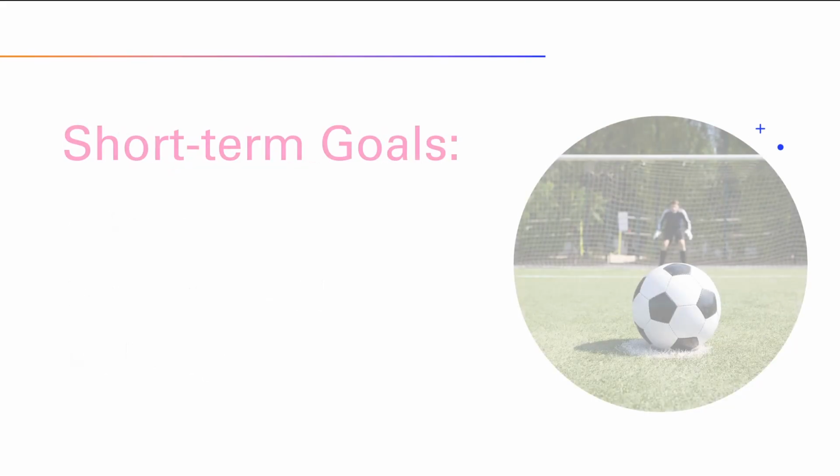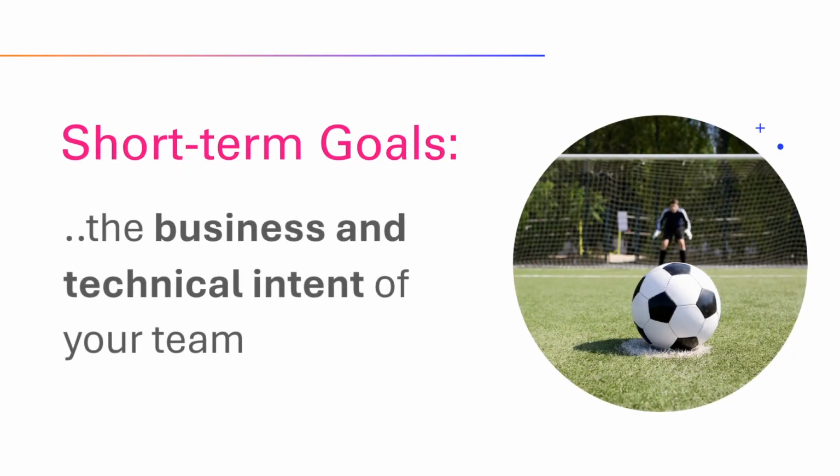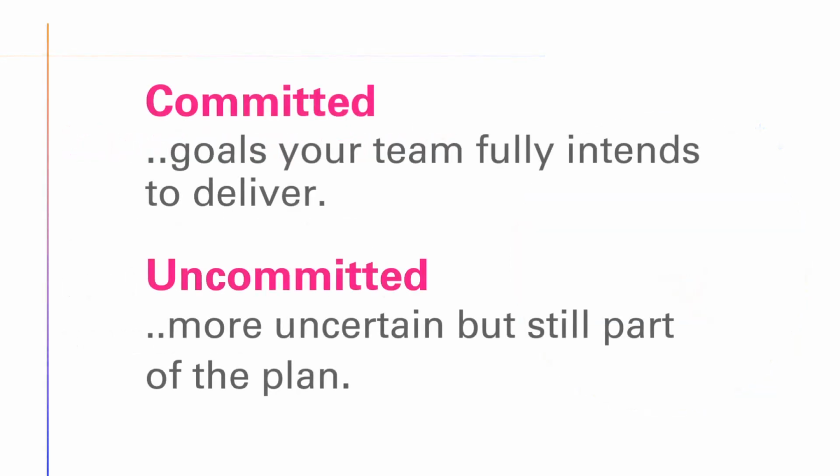PI objectives are short-term goals that summarise the business and technical intent of your team for the upcoming program increment. They can be committed, goals your team fully intends to deliver, or uncommitted, which are more uncertain but still part of the plan.